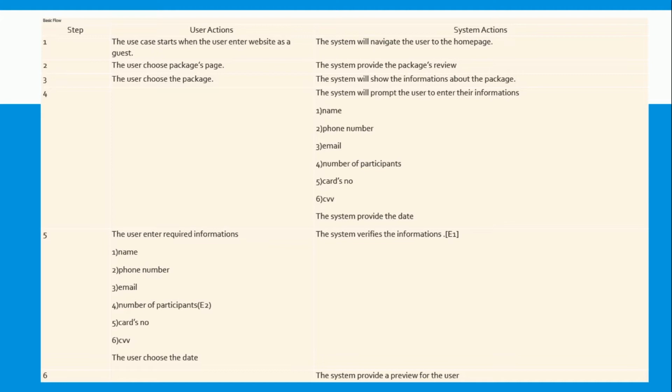For the fourth step, the system will prompt the user to enter their information, which are name, phone number, email, number of participants, card number, CVV, and also the system will provide the date that the user can choose. The fifth step, the user enters the required information. The system will verify the information. For the sixth step, the system provides a preview for the user.